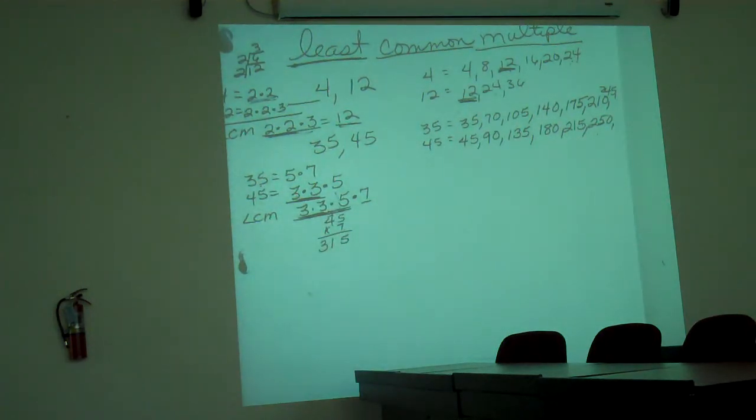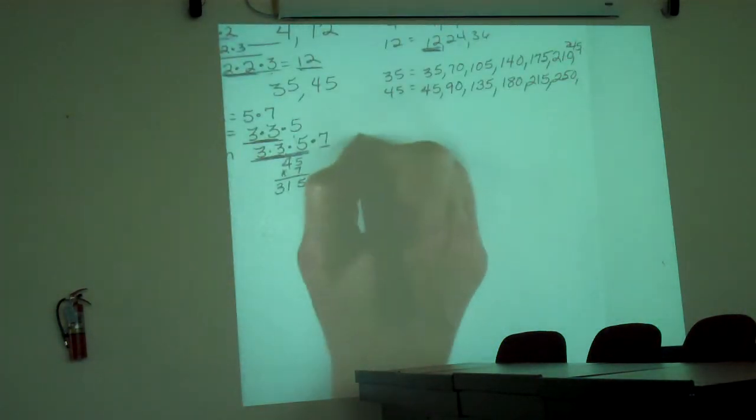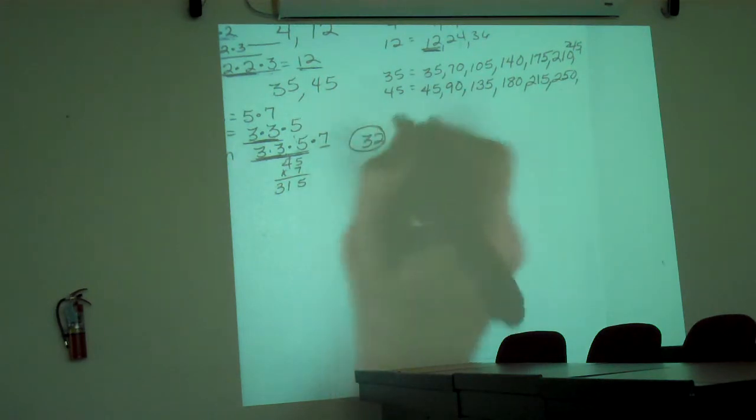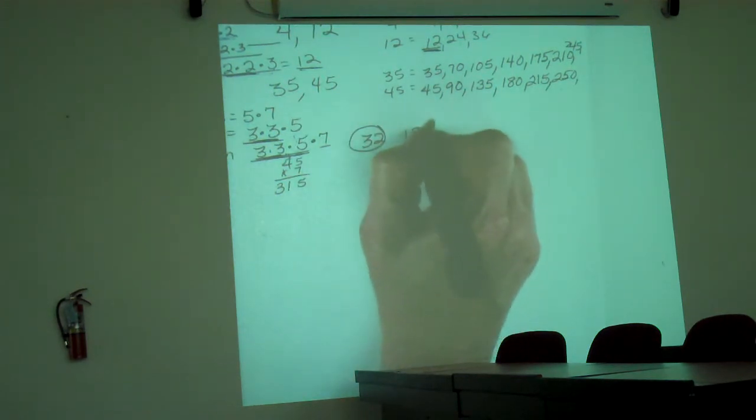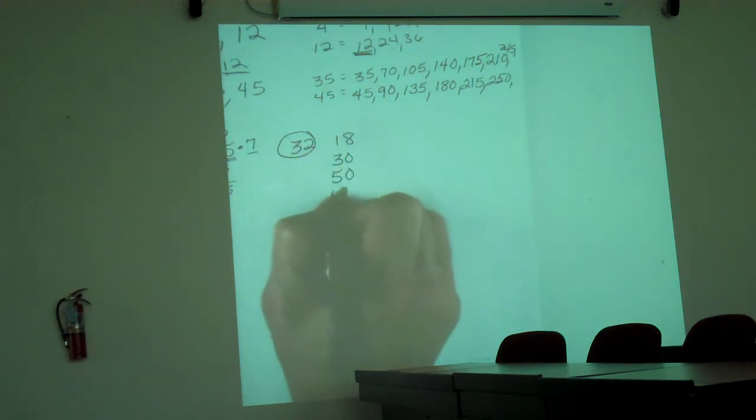Let's do one that has 4 numbers in it, because you have problems like that that have more numbers. You have to do number 31 that has 4 numbers in it. So let's do number 32, because it's going to be like number 31. Number 32 has the numbers 18, 30, 50, and 48.